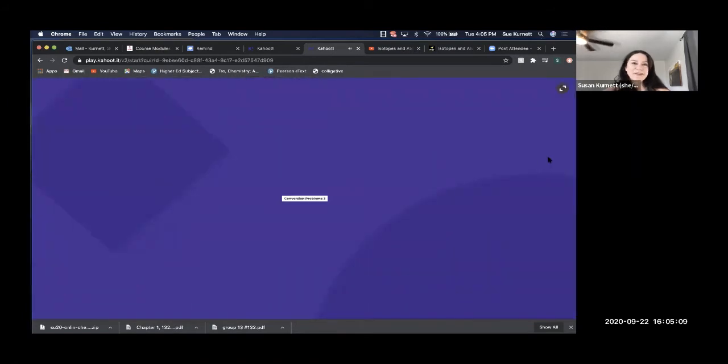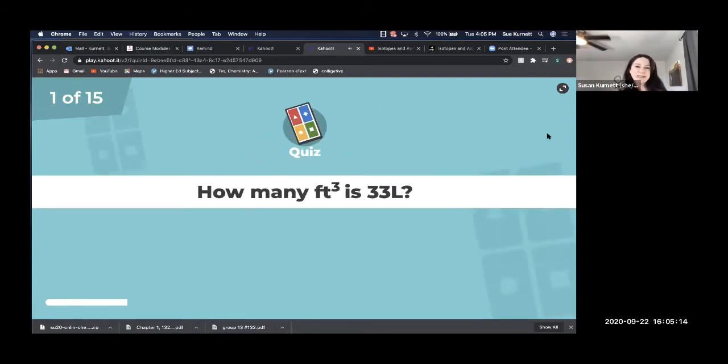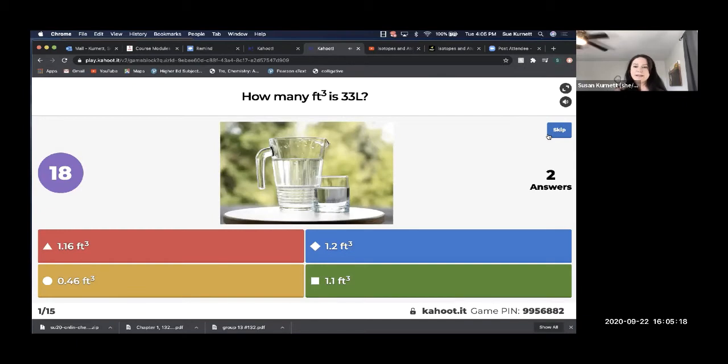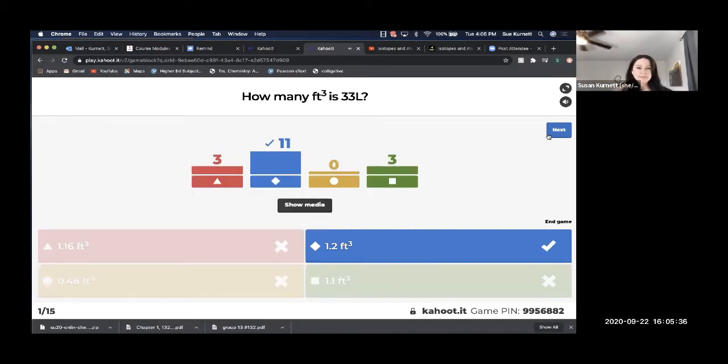So the 3 of you that aren't with us, you can still join. Just jump in. The code, I believe, will be at the bottom. There it is on the bottom right. There's our pin. Sig figs.